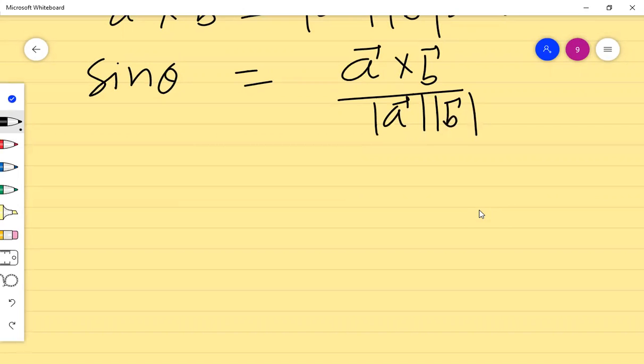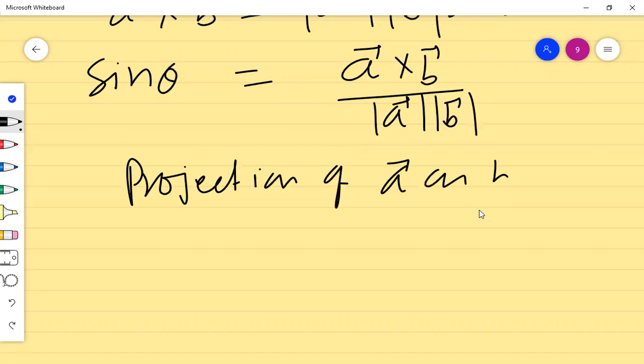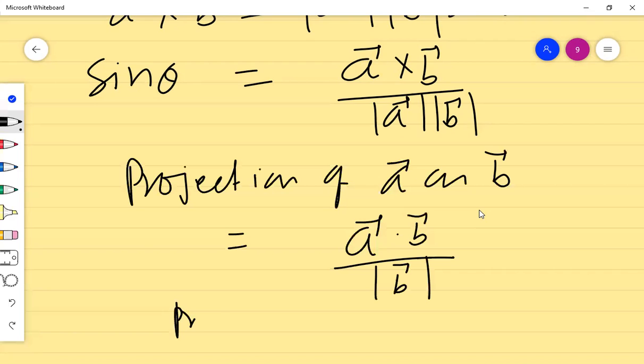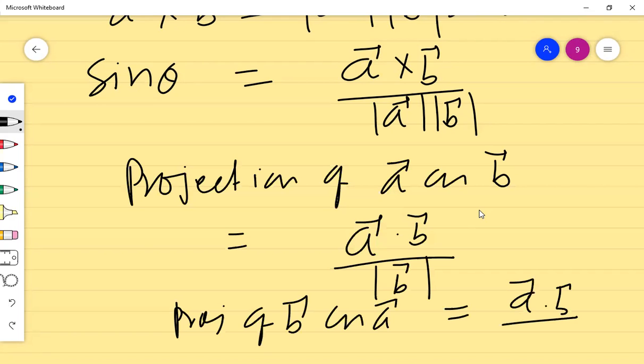Projection of vector A on vector B. So this will be A dot B upon magnitude of B. Projection of B on A equals A dot B upon magnitude of A.